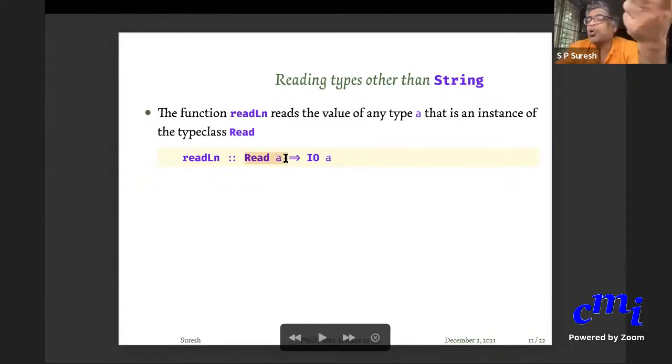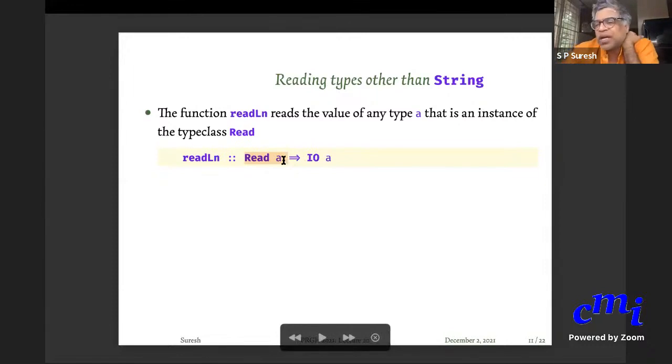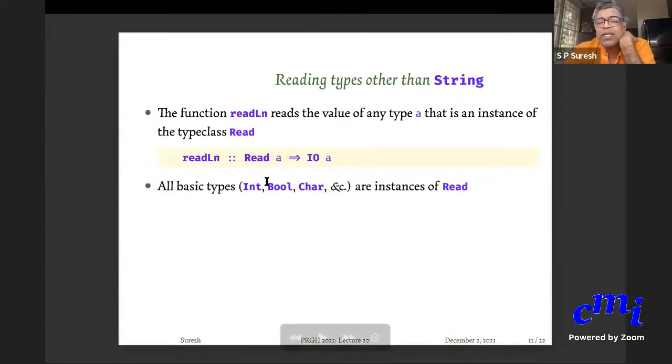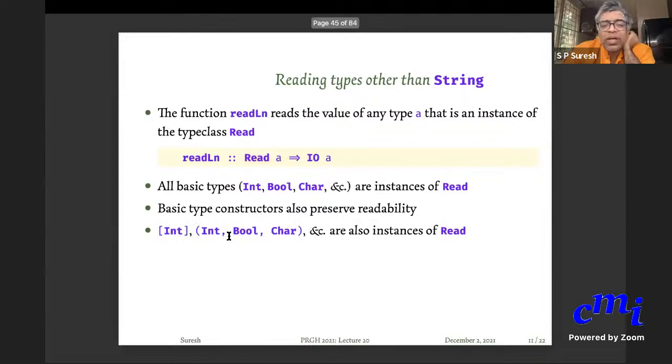Show and read are opposite types. Show is all types that can be printed on screen. Read is all types that can be parsed in some sense. This includes things like integer, double, character, boolean, because you can read a character and recognize that it is a character, but also pairs of characters, lists of characters, etc. All basic types, Int, Bool, Char, etc., are instances of Read. Basic type constructors also preserve readability. So Int list, Int Bool, Char, etc., are also instances of Read.